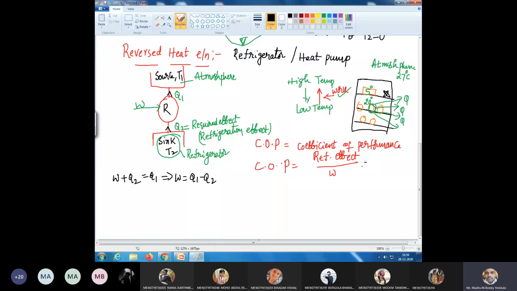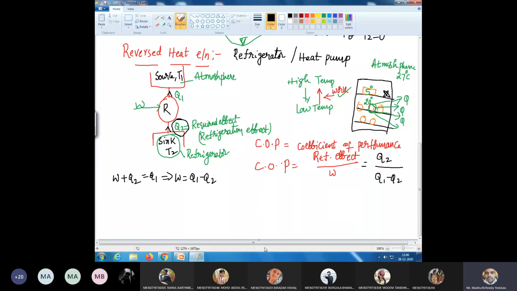What is the refrigeration effect? What is the requirement here? My requirement is to remove the heat to maintain the coolness. That is, Q2 is my refrigeration effect, divided by Q1 minus Q2, the work supplied. This is the COP of the refrigerator.